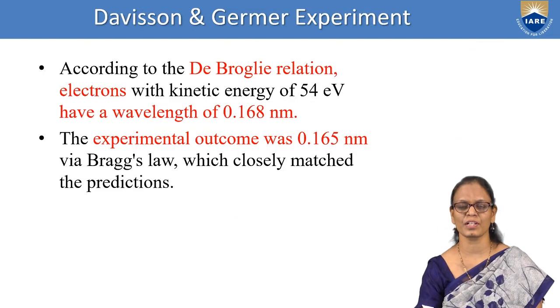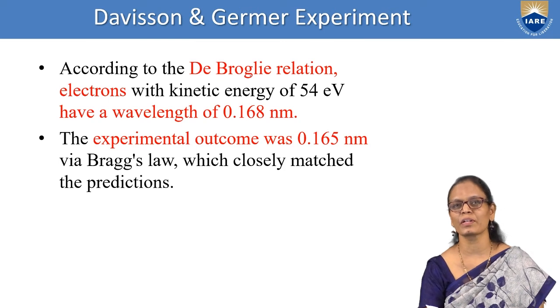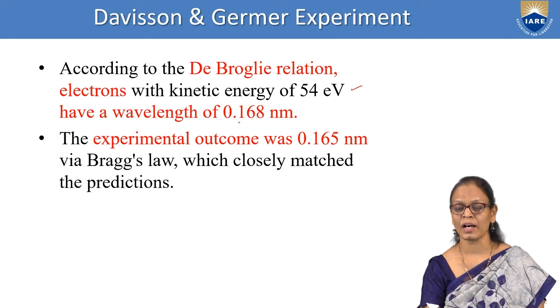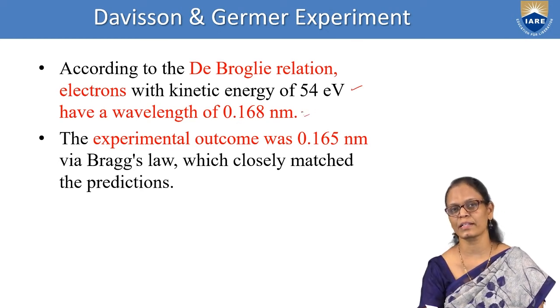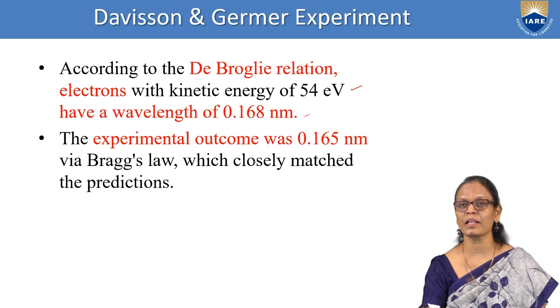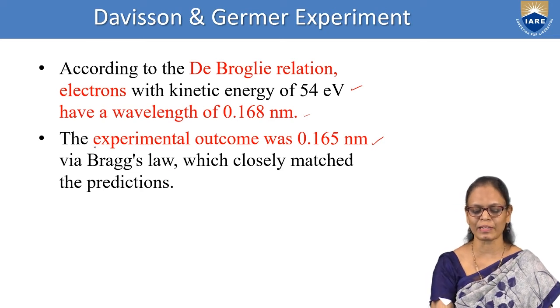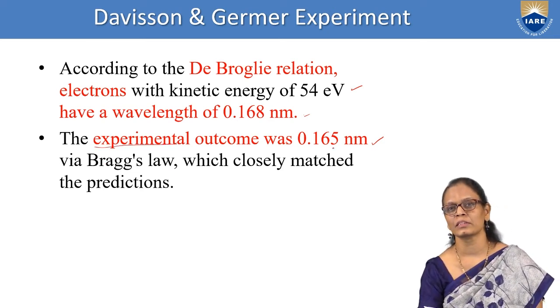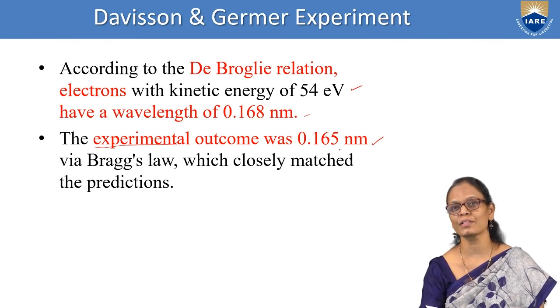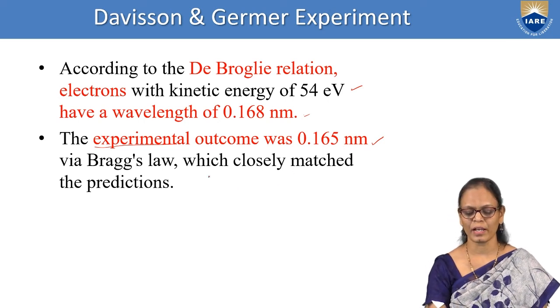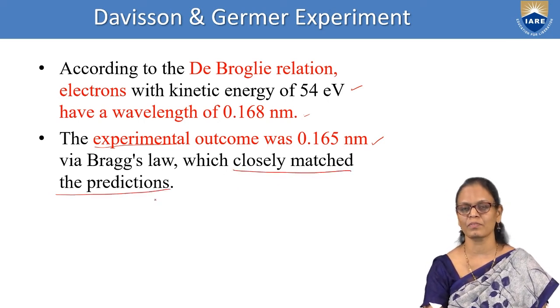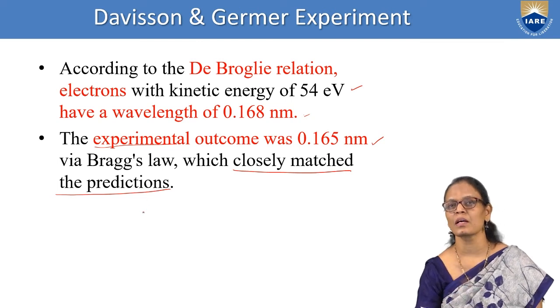So what is the conclusion he has given? According to the de Broglie relation, electrons with kinetic energy of 54 volt have a wavelength of 0.168 nanometer. And the experimental outcome was 0.165. Via Bragg's law, he calculated it experimentally. This is the theoretical value, and this is the experimental value, and they are closely matching with the predictions. Predictions means whatever is expected.